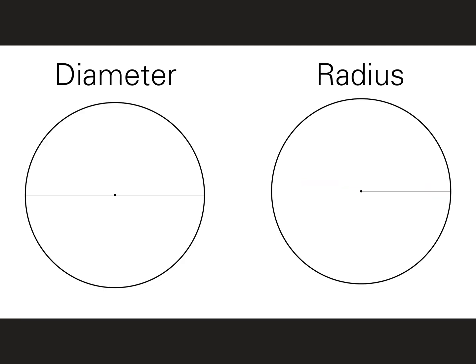Here's a silly way for me to remember which one is which. Look at the word diameter and the word radius. Which one is the longer word? Diameter. So it has the longer length. Does that help at all? I don't know. Radius is the smaller. It has the smaller length.